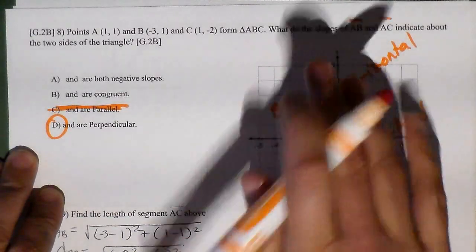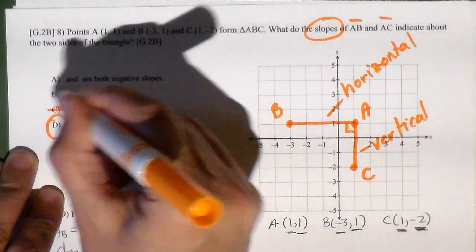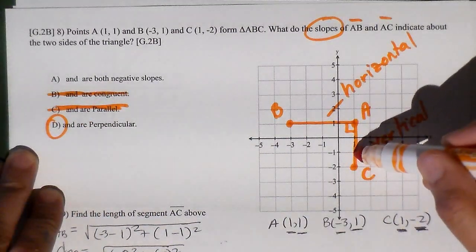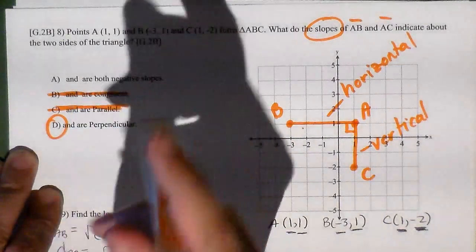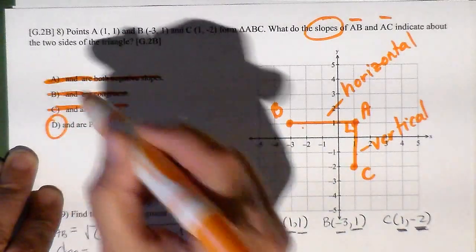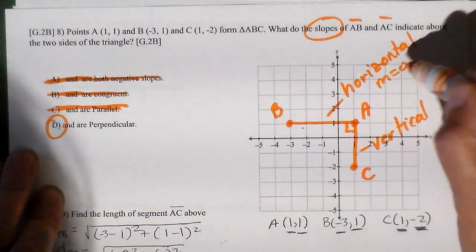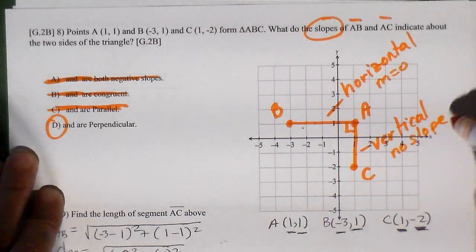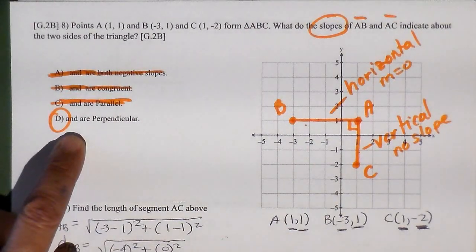They're congruent. Well, does slope have anything to do with congruence? No. Slope doesn't tell us anything about length. And they're not congruent anyway, because 1, 2, 3, 1, 2, 3, 4. And they both have negative slopes. Nope, that's not possible. Horizontal has a slope of 0. Vertical has no slope. Remember, we talked about that. So the only option is that they are perpendicular. Okay, so let's go down to the next one.